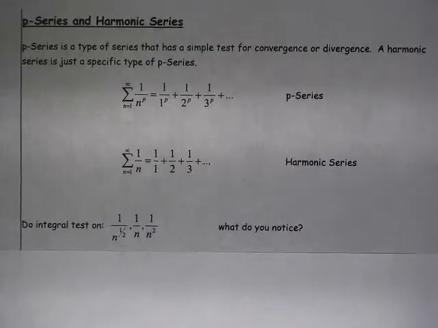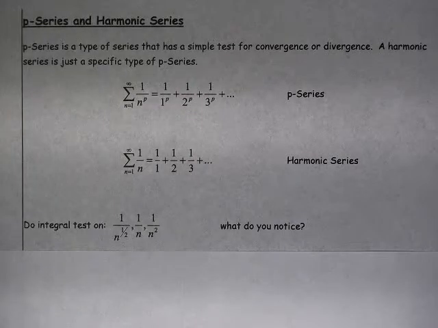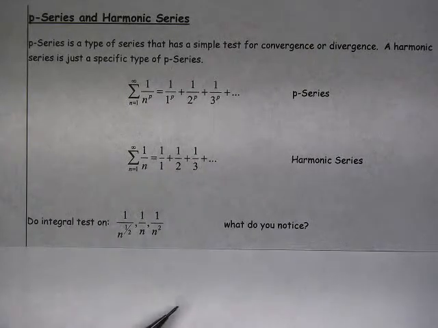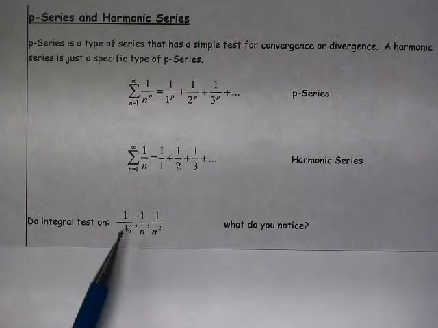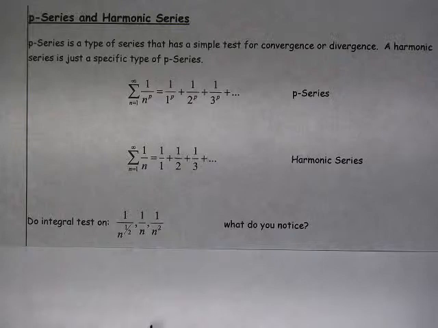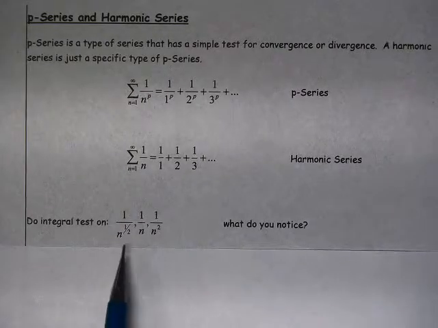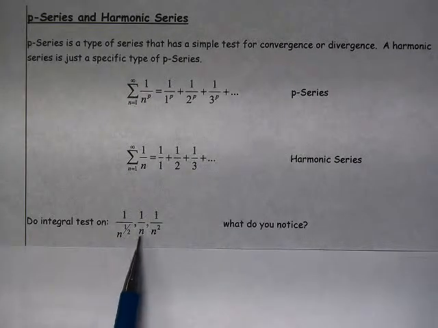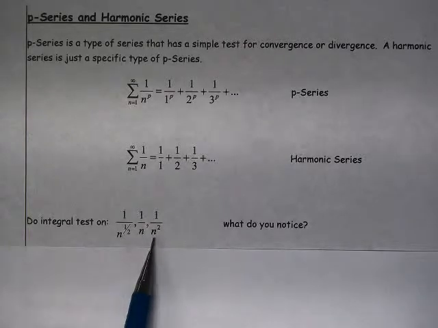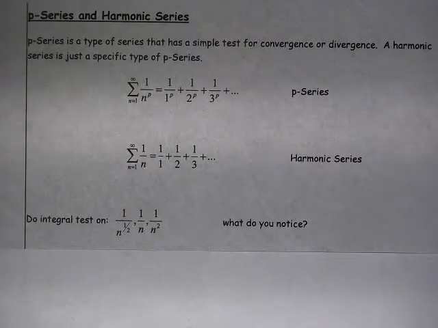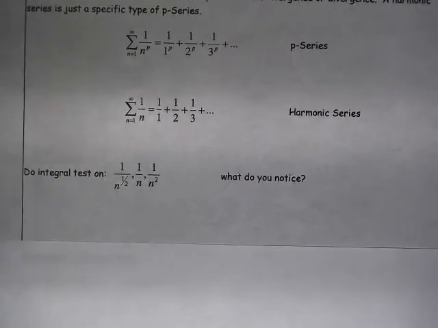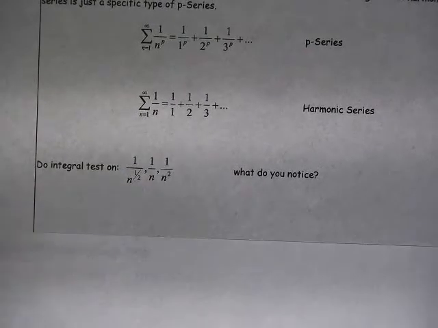So we can perform an integral test. We can use the integral test on any kind of p-series, right? And if you take a few minutes to do an improper integral on 1 over n to the 1/2, 1 over n, and 1 over n squared, you'll notice that this improper integral diverges, this improper integral diverges, this improper integral converges. All right, and what that points out to us is this general trend. When we have p-series, we don't have to do the integral test on it.